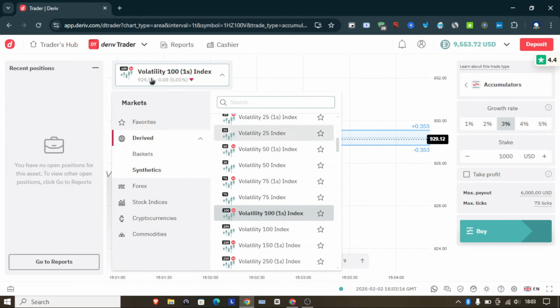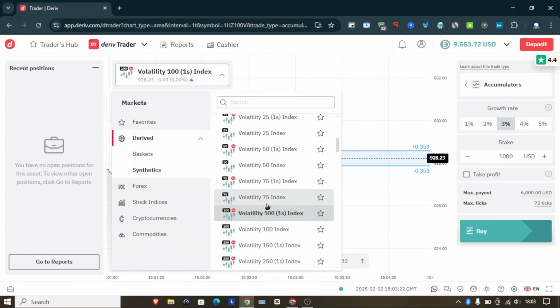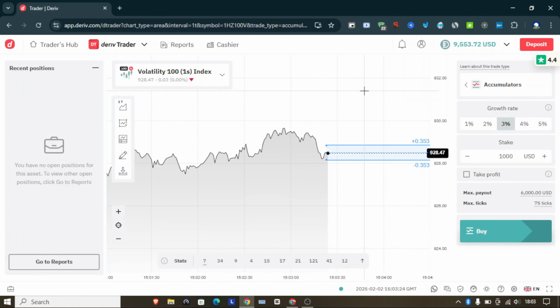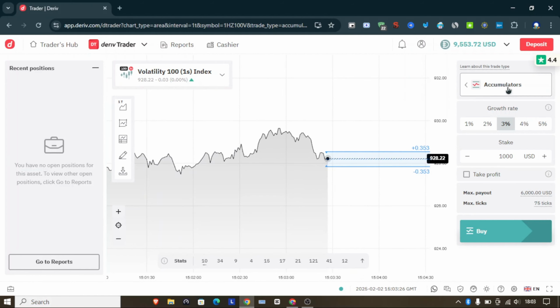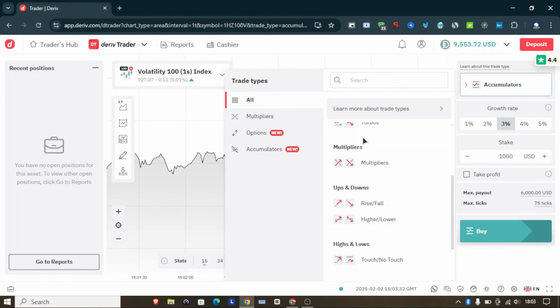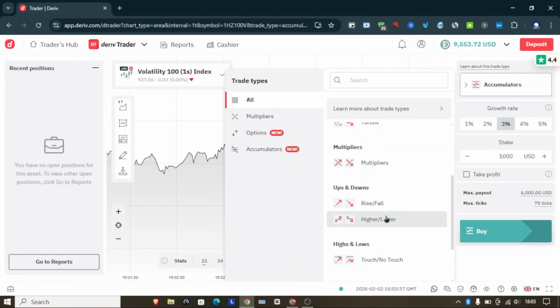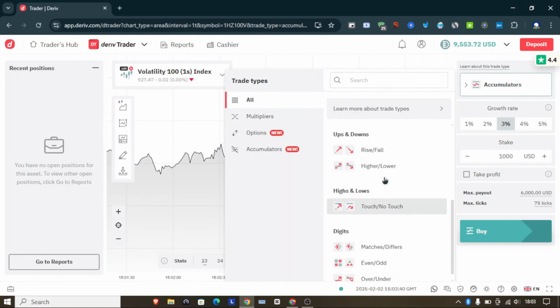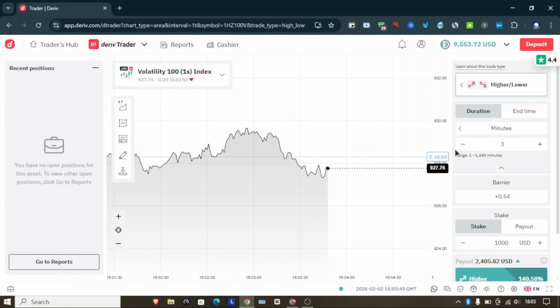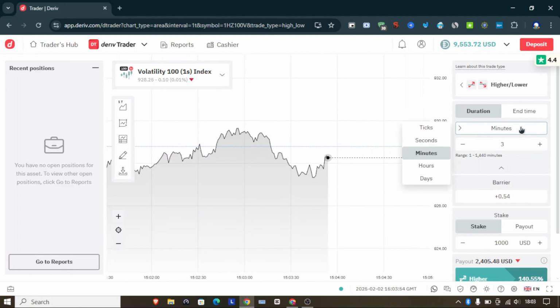So I will be trading on these markets, volatility 100, volatility ones, and I will choose higher. I will be trading higher and lower. As you can see, I just open here, so I choose the market that the options I will be trading. As you can see, we have here higher and lower, so I will choose that one. And on the settings, you can see the settings that I have set.